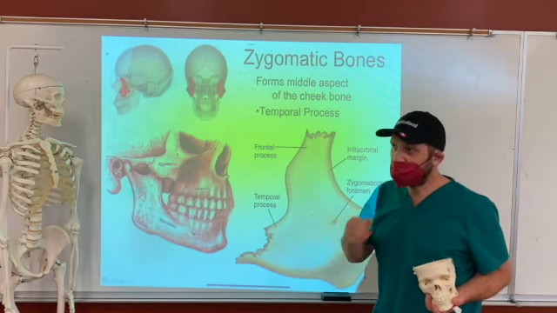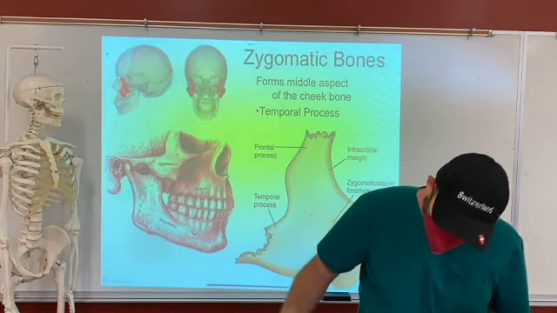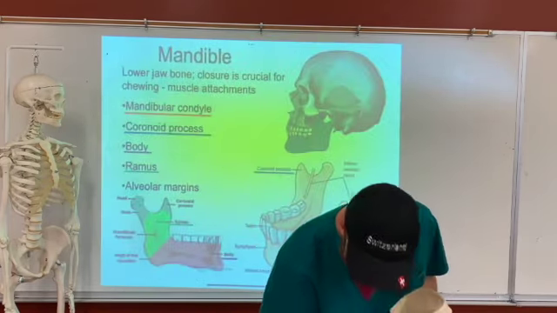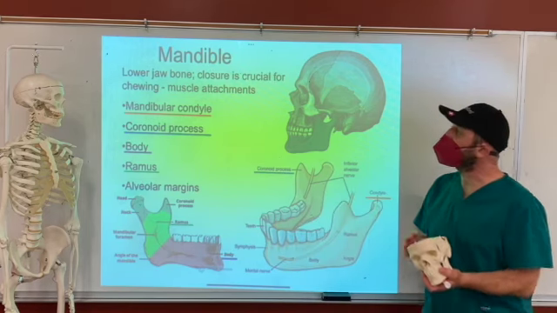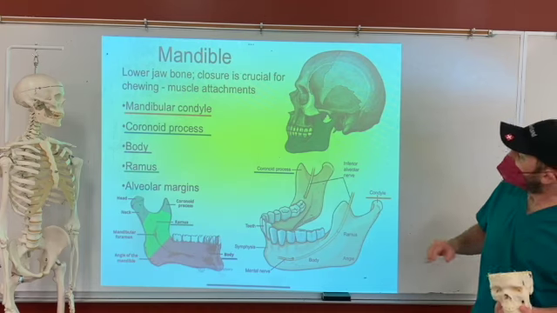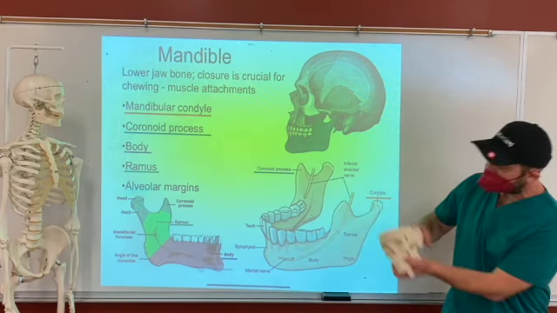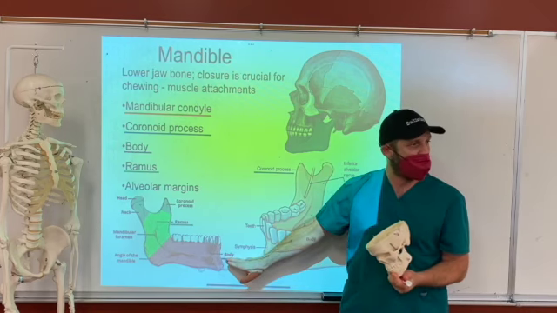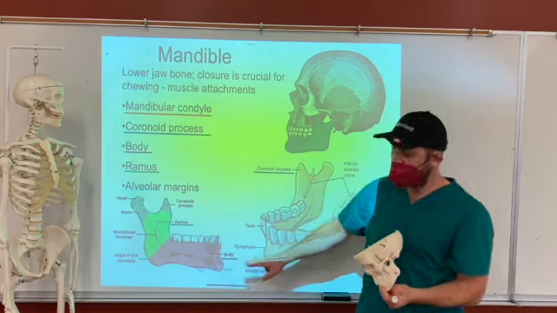All right. So the zygomatic bone is that, and then we have the mandible, and the mandible is the lower jaw bone. We have a few things that come with the mandible. For one, we have a big structure in the front. We call that the body of the mandible.